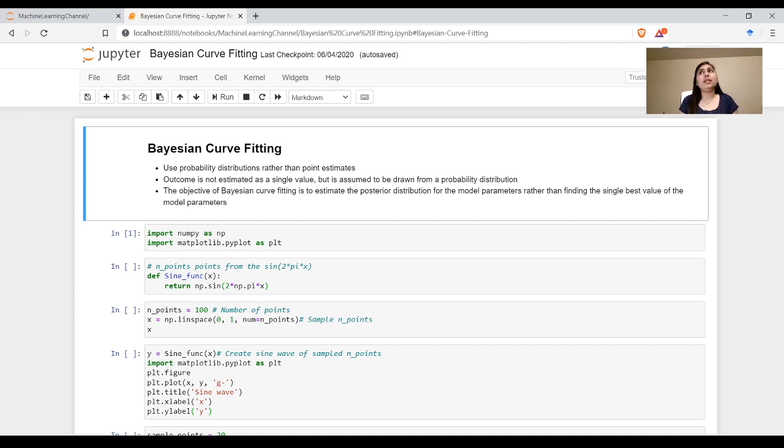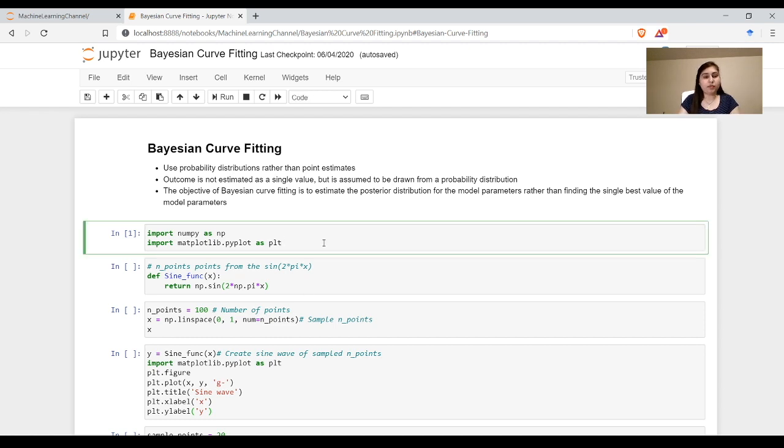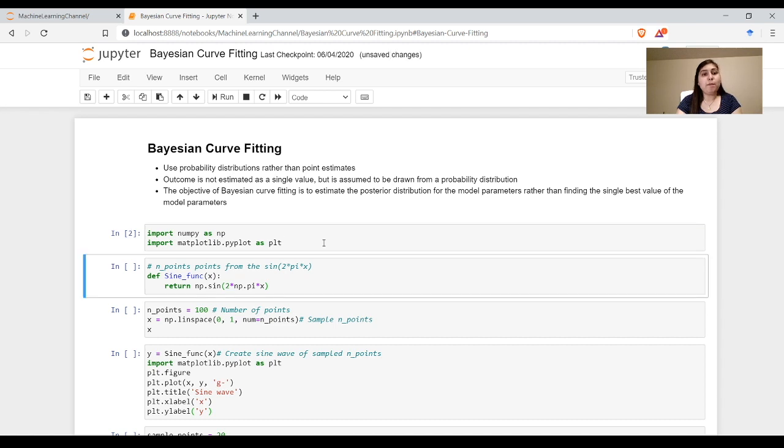In this code, we'll take an example of sine function. We'll have a couple of data points and the outcome variable is sine function. And using Bayesian curve fitting, we'll estimate the unknown parameters so that we can estimate the distribution of the target variables. For this code, we'll load these two libraries. One is NumPy, which is required for scientific computation. Matplotlib is required for plotting.